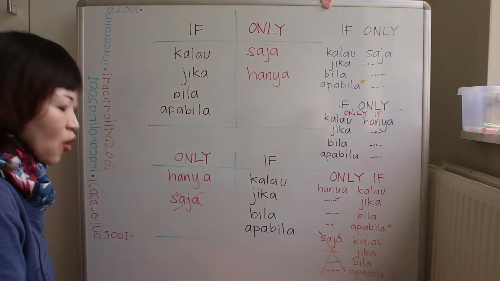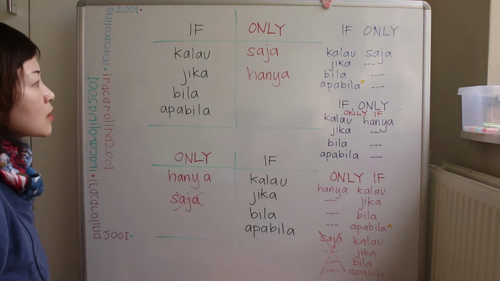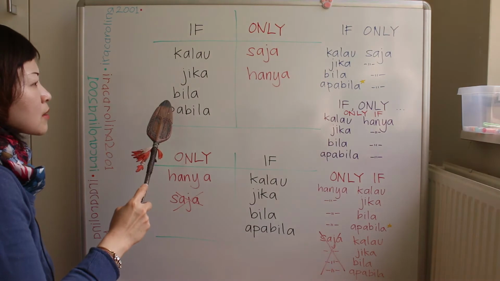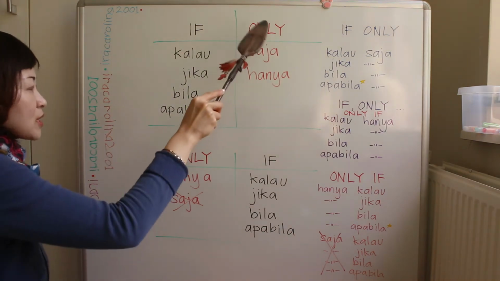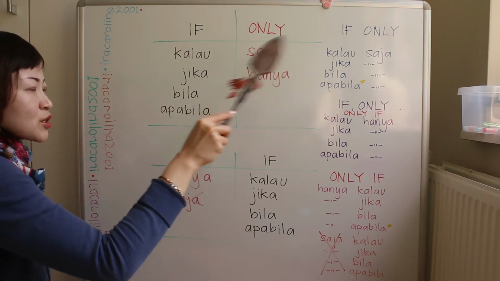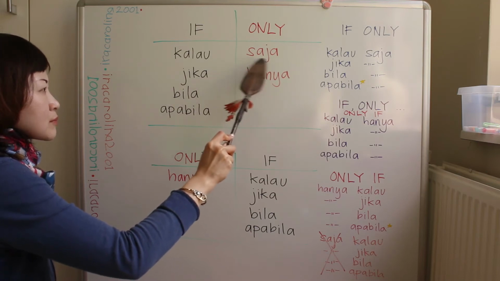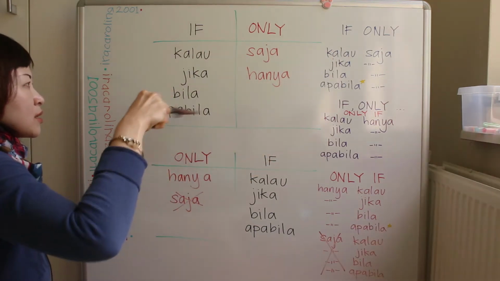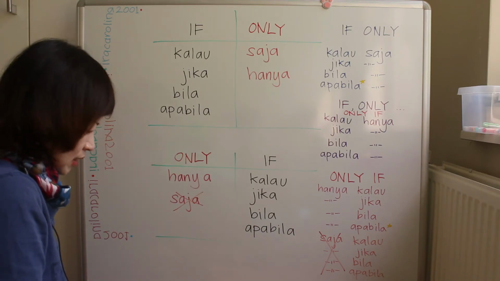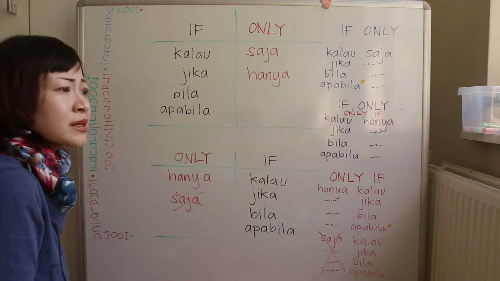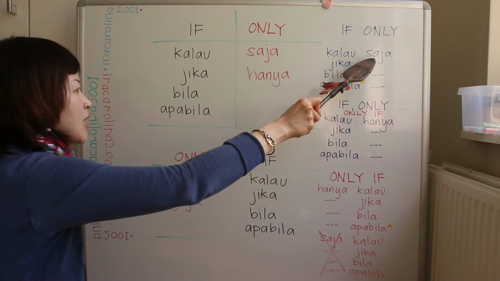If you want to say if only, literally the translation or the meaning as if only in English, it's a bit easy. We put these words. But for only, if you want to say it as if only, we use the only with saja. The if you can use any, but the only you use saja. If you want to say if only, regretting something, if only I got something, we use the saja for only.